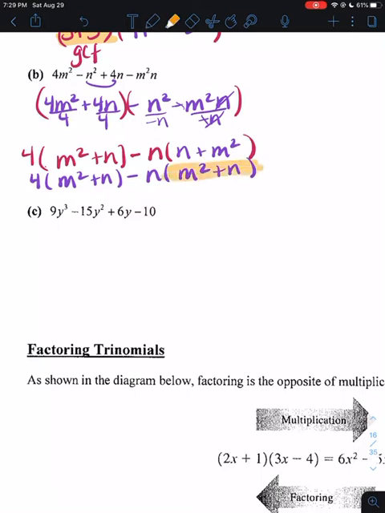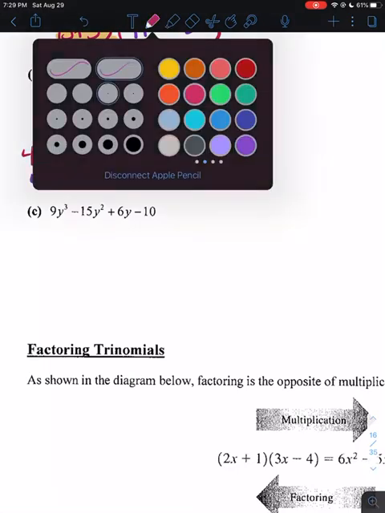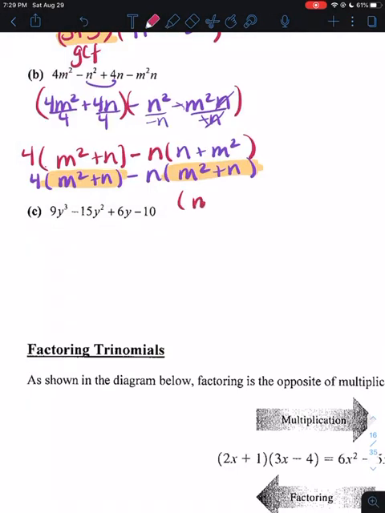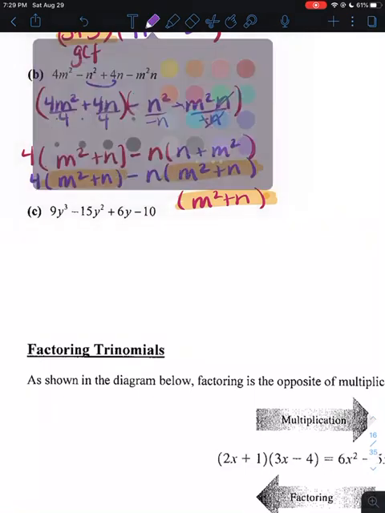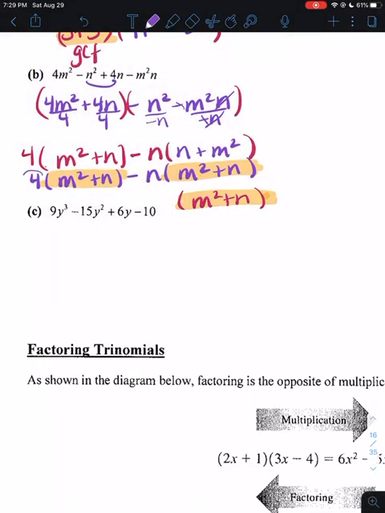the yellow stuff that I'm highlighting is my greatest common factor. So I write that first. So this is m squared plus n, which is the yellow stuff. And then what's on the outside of your parentheses, the 4 and the minus n, it goes in its own parentheses. So 4 minus n.